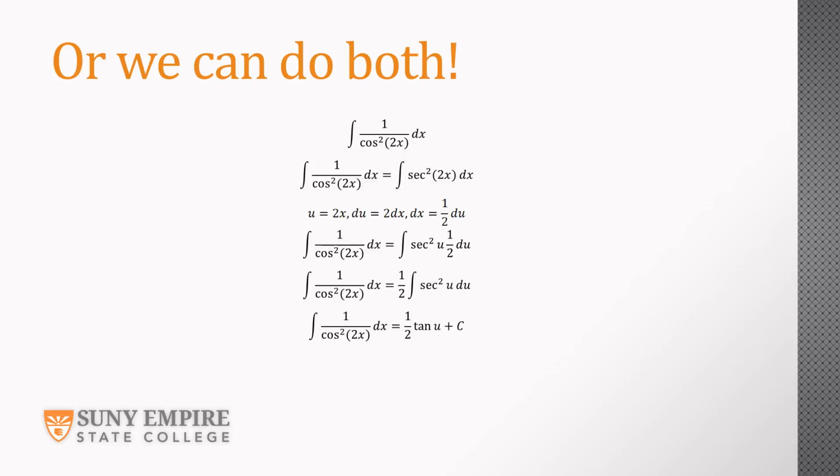Completing the integral, we have 1/2 the tangent of u plus c. Plugging back in for u, we find that the integral with respect to x of 1 over the cosine squared of 2x equals 1/2 the tangent of 2x plus c.